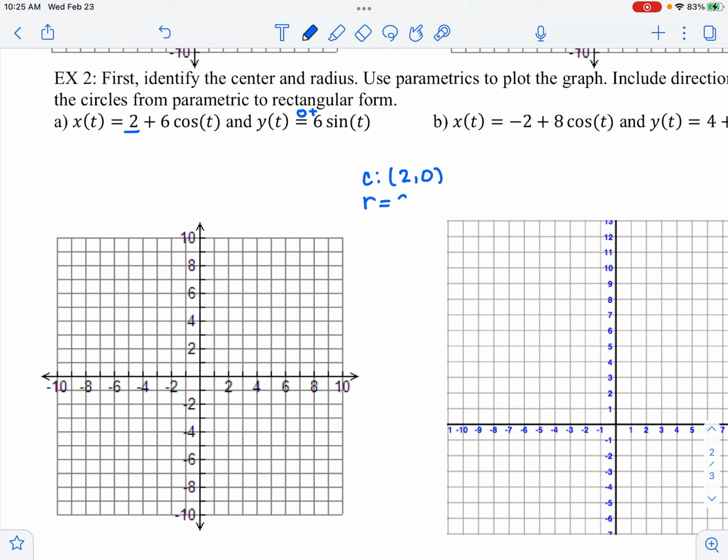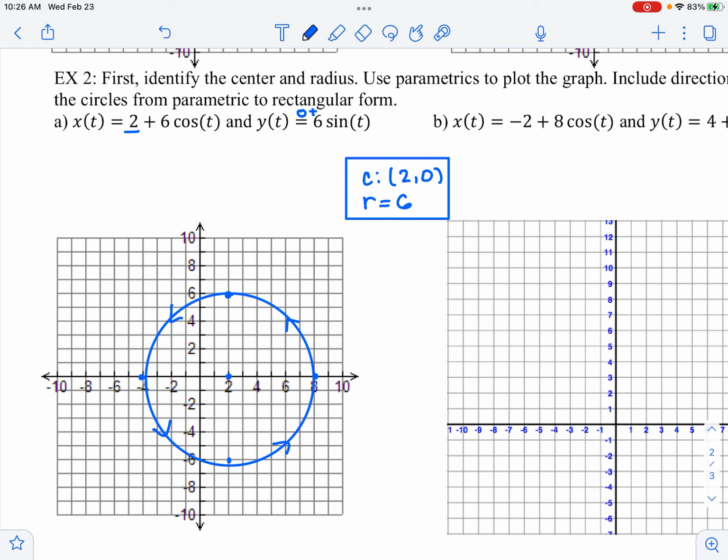And then my radius is 6, because that's what's in front of my cosine and my sine. So there is my center and my radius. It says graph it now. I can do that. 2, 0. Right 6, left 6, up 6, and down 6. Show your direction after you're done graphing your circle. Remember, since it's cosine sine, it's going to be counterclockwise.